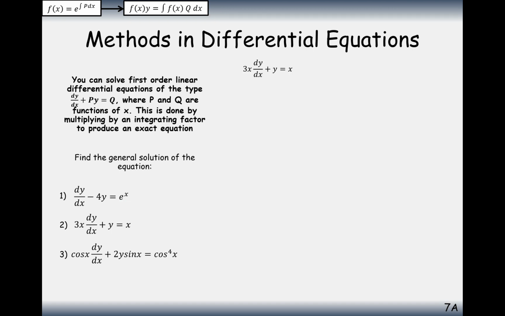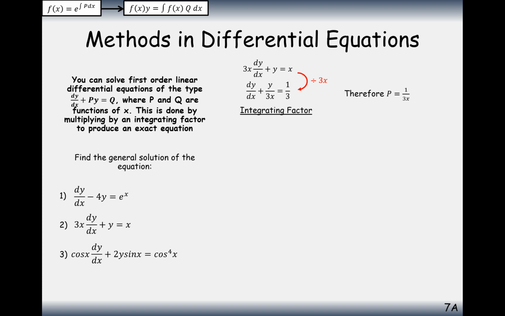Let's have a look at the second one then. So this time it's 3x dy by dx plus y equals x. First thing to do will be to divide by the 3x to get dy by dx on its own at the front. The next thing we need to do is identify what p is. Therefore p is 1 over 3x. It's the coefficient of y every time.